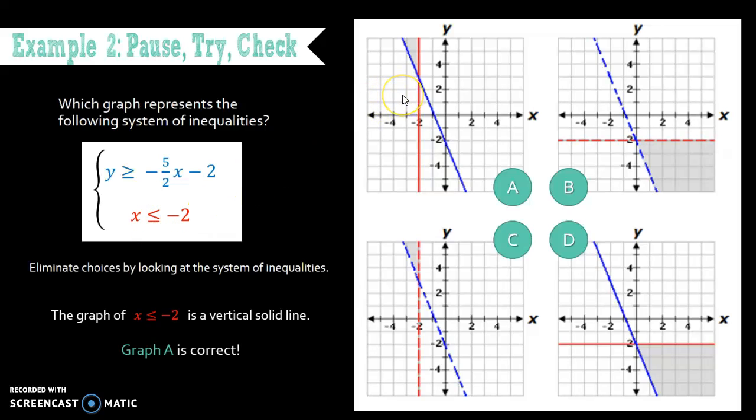Graph A is going to be the correct answer here. And you can see that we have our vertical red line, x is less than or equal to negative 2. It's less than because I shaded to the left, and it's equal because of the solid line.